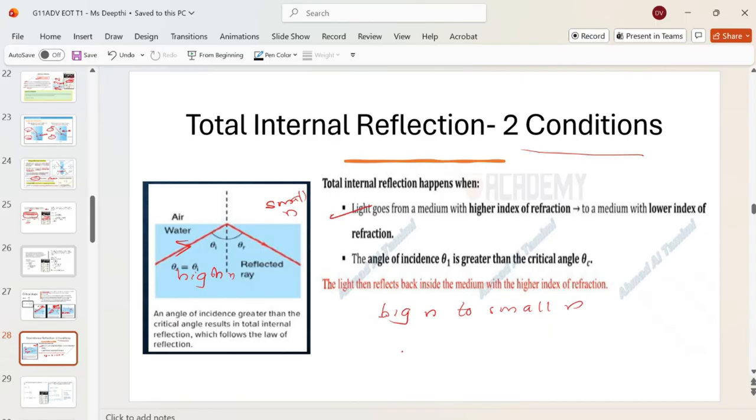And the second condition is the angle of incidence, theta 1, should be greater than theta C. So that is the second condition. If you can memorize this, that would be a direct question in your exam. Please memorize these 2 points.